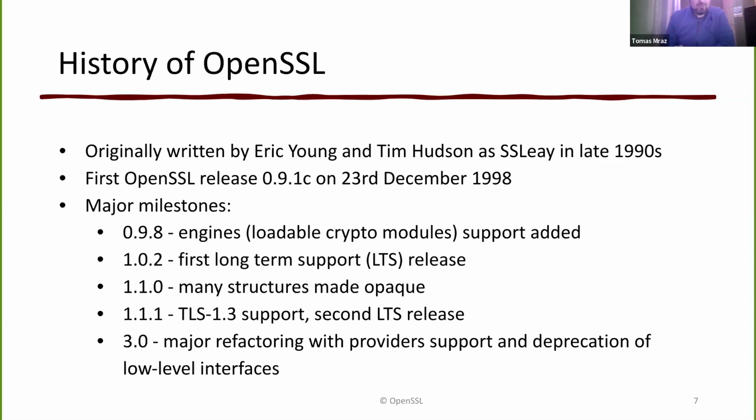In version 1.1.0, many structures were made opaque, so that was the first version where quite big changes were needed from applications to use these versions. In version 1.1.1, the TLS 1.3 support was added, and it was made a second LTS release.